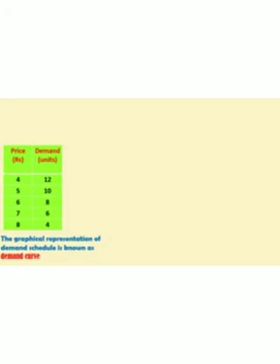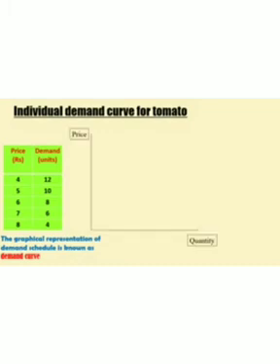Now we are going to derive the demand curve for tomato. We will always measure quantity on x-axis and price on y-axis for drawing a demand curve. When price is equal to 4, quantity demanded is equal to 12. This point is plotted on this xy plane. When price is equal to 5, demand is equal to 10 and so on.